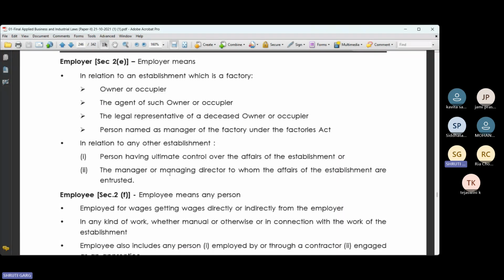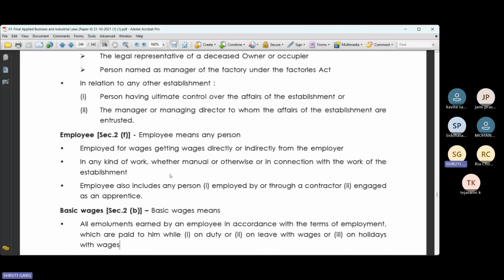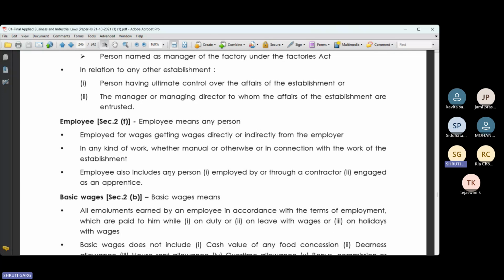And who is the employee? Section 2(f): employees means the persons who are employed for wages. They are getting wages whether directly or indirectly from the employer. Directly is given by the employer, and indirectly, who will tell what is the meaning of indirectly here? The person who is getting wages indirectly from the employer, what does that mean? Anyone? Any student?